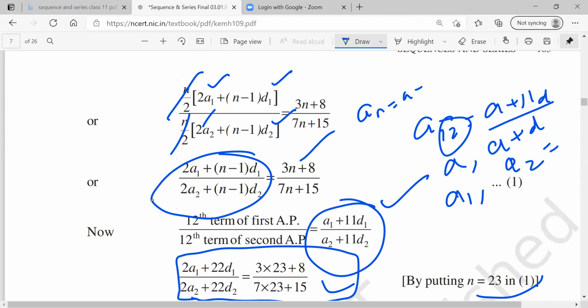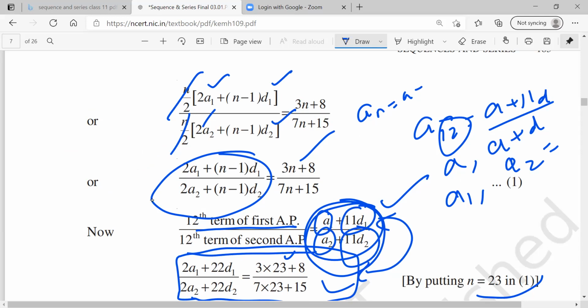Yes, the 12th term of the first AP and the 12th term of the second AP. This is our thing. Correct. Then once that is done, we get 23 or something. Yes, this is where we have to connect. Here we are getting a1 plus 11d1, and here a2 plus 11d2.